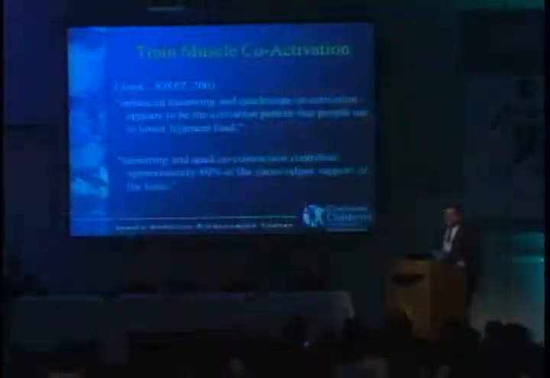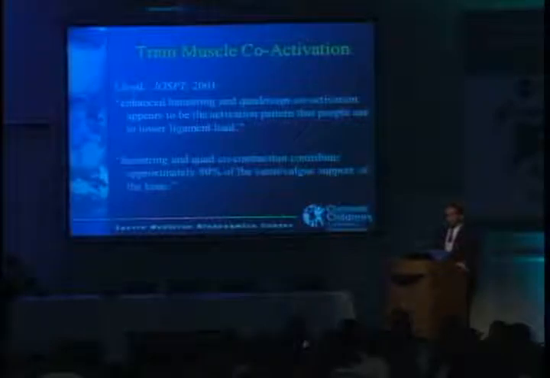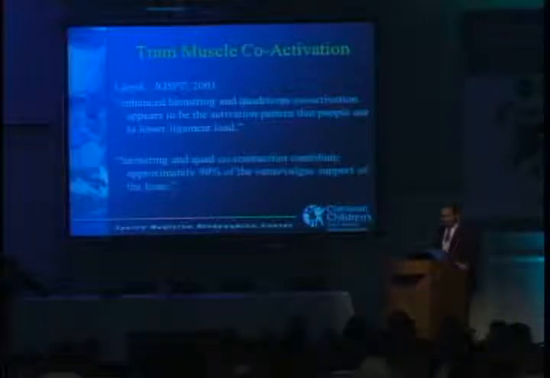Again, we can go back to the work by Lloyd in 2001 when we talk about the importance of training muscle coactivation. Lloyd noted that enhanced hamstring and quad coactivation can be an activation pattern that people use to lower ligamentous load. Specifically, when we get quadriceps and hamstring coactivation, we get a compression in the joint. And with that compression, we actually can reduce the varus and valgus support of the knee by 80%. So even though we talk about frontal plane motion, our sagittal plane muscles, when they work synergistically, can result in compression and ultimately stabilization in the frontal plane.